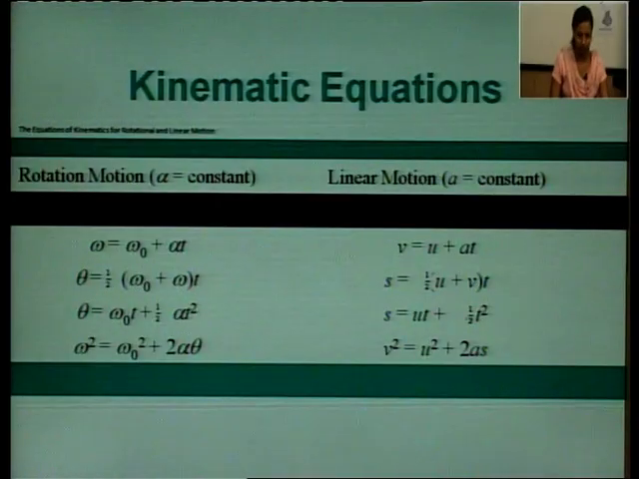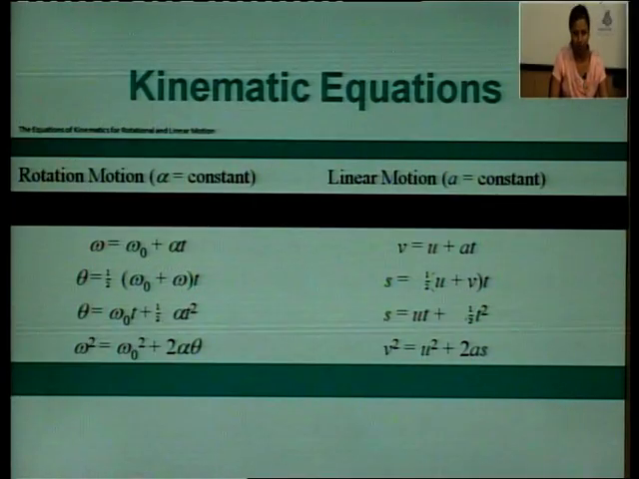So, I think now it is clear that there is the same analogy between linear motion and rotational motion, except for a few terms: instead of velocity we will use angular velocity, instead of displacement we will use angular displacement, like these small terms.